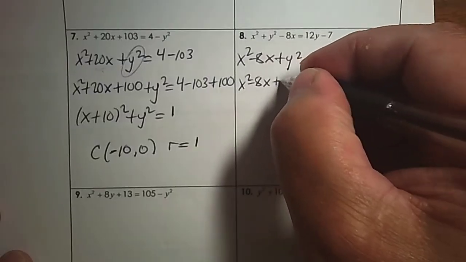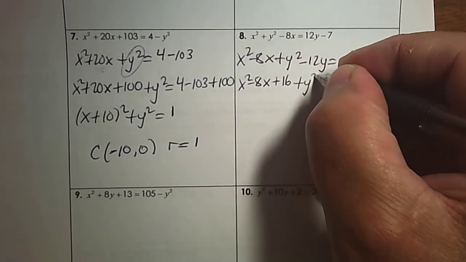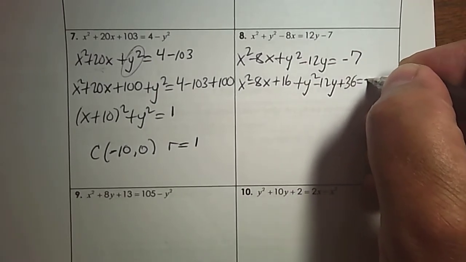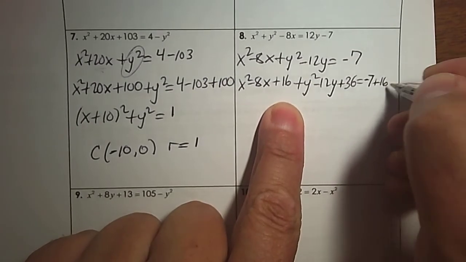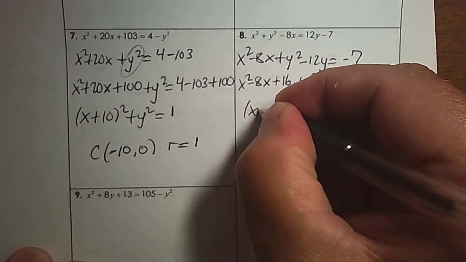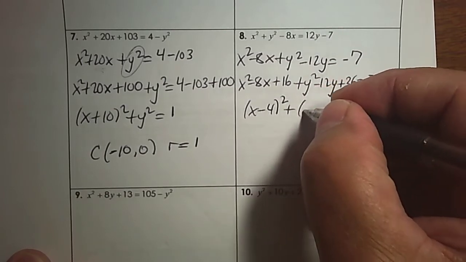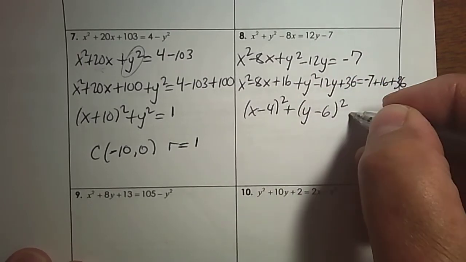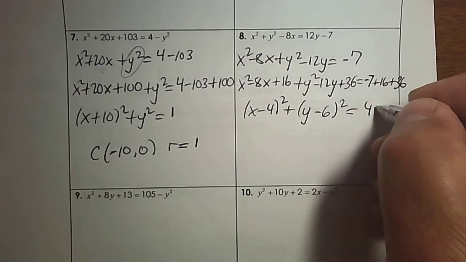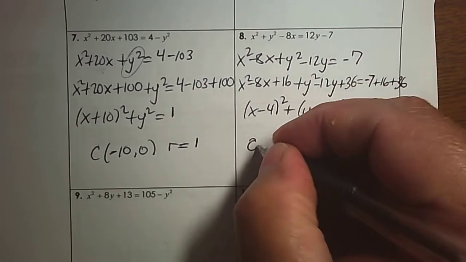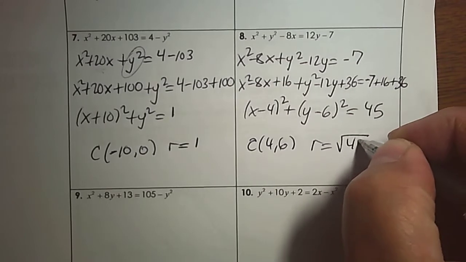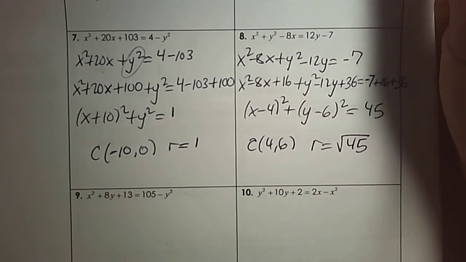So divide by 2 and square, that's 16. For negative 12, divide by 2 and square, that's 36. And then what are the two numbers I got to make sure I add to the other side? That's 16, and that's 36. Now factor. So we have negative 4 and negative 4, we have negative 6 and negative 6, and then combine this together, 36 and 16 and negative 7. So that's 45. So the center of the circle is at positive 4, positive 6. Make sure it's the opposite sign. And then the radius is a square root. Now 45 is not a perfect square, so you can just leave it as the square root of 45.